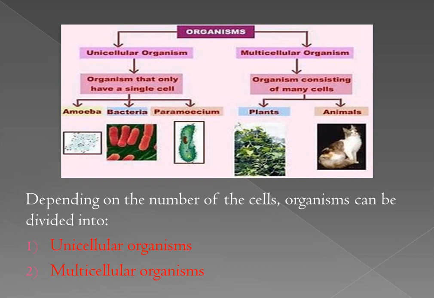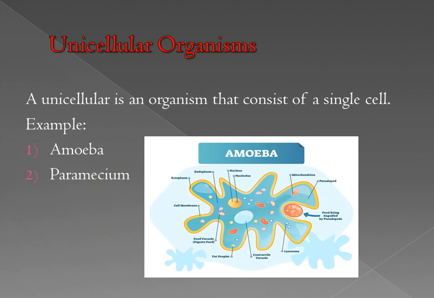Now this is the diagram that you can see. Depending on the number of cells, organisms can be divided into two categories as described below: unicellular organisms and multicellular organisms. This is the unicellular organisms. A unicellular is an organism that consists of a single cell, for example, amoeba and paramecium.